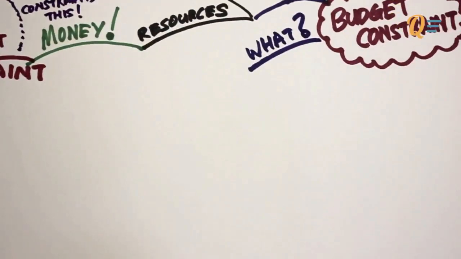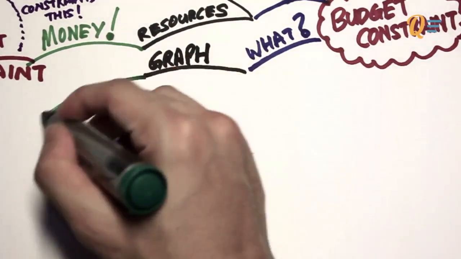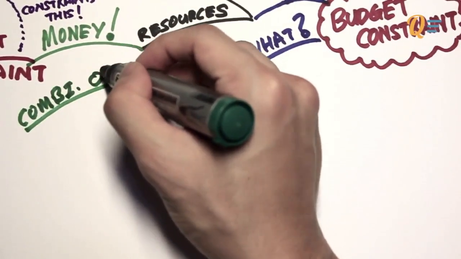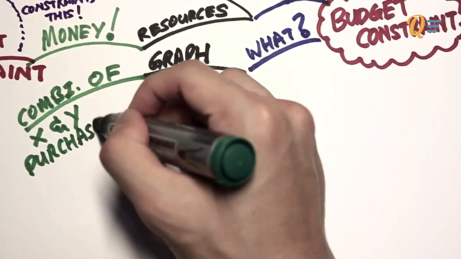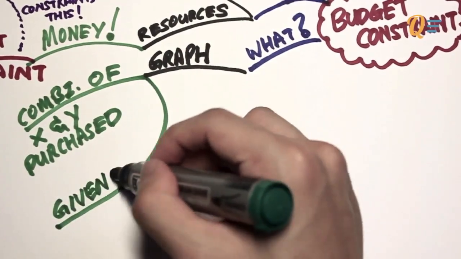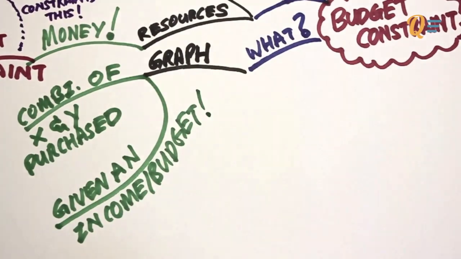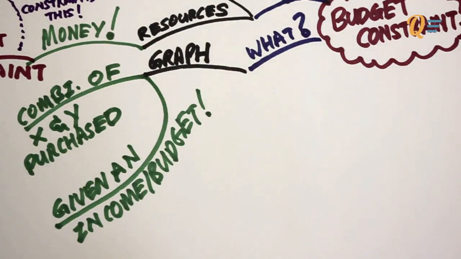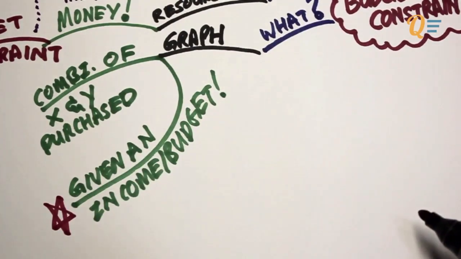So what is the budget constraint? You are going to find this very familiar, especially from the last chapter. So the budget constraint is actually a graph that represents the various combinations of X and Y an individual can purchase. And of course, this combination is restricted given an amount of income that the consumer has, or what we call budget. So the key point is given an income or a budget.